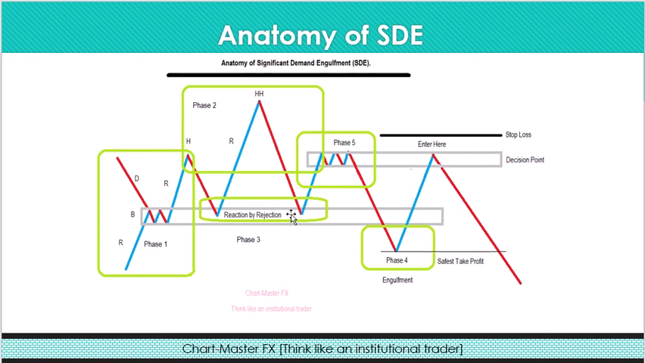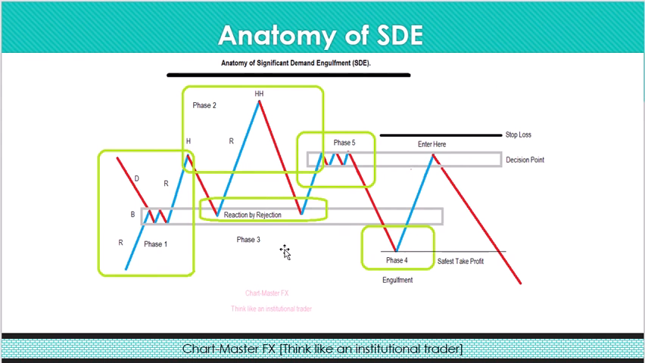Once the price engulfs this base or this demand, it is an indication that the price is more likely to drop. Once the market gives you an indication like that, you wait for the price to come to a valid or a significant decision point that is located above the SDE. What you have to understand here is that all the decision points that are above this demand, or above the SDE, are considered valid.